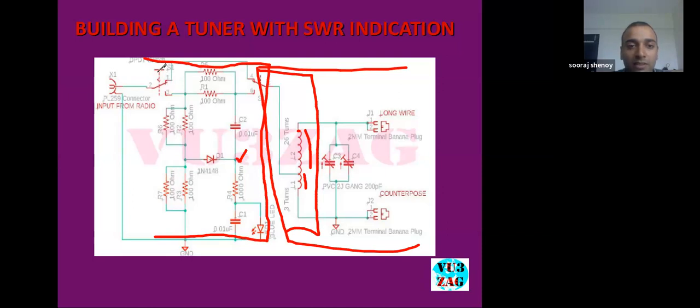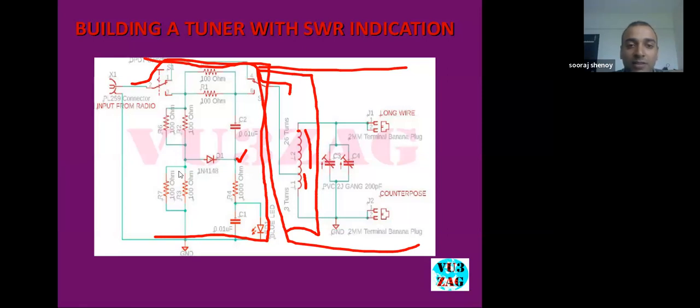There is a DPDT switch, a dual pole, dual throw switch, provided that can bypass the RF signal straight away to the output. Whenever we need to measure the SWR, we need to turn the switch on so that this particular SWR bridge gets engaged.